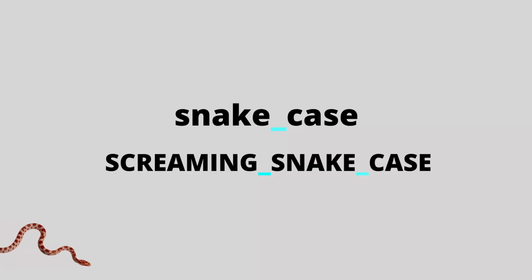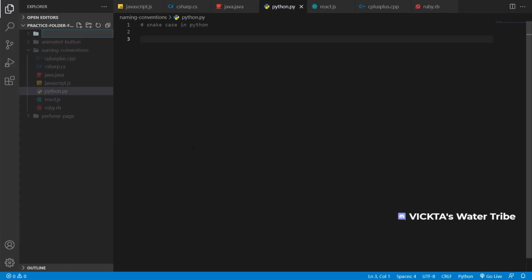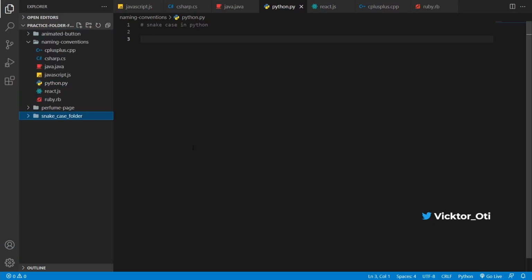Moving on, we have snake case. Snake case is the practice of separating each word in a group of words with an underscore where all the words use one case. It's also known as porthole case and is commonly used not just in code but in naming files and folders as well.